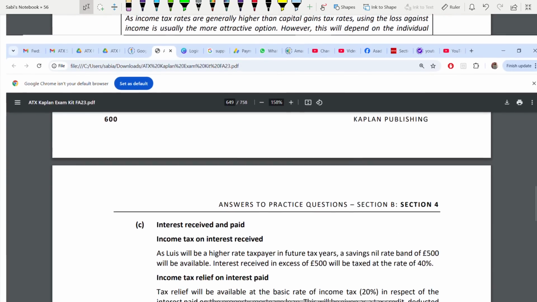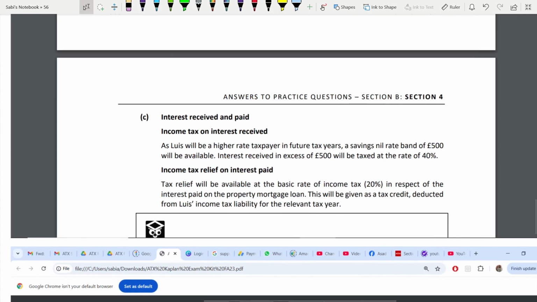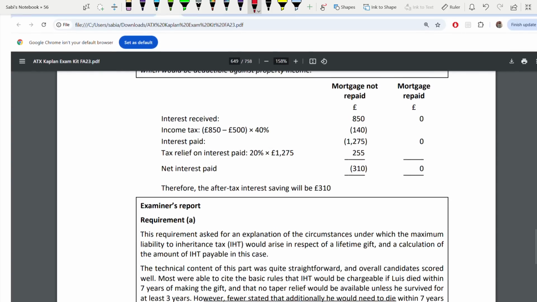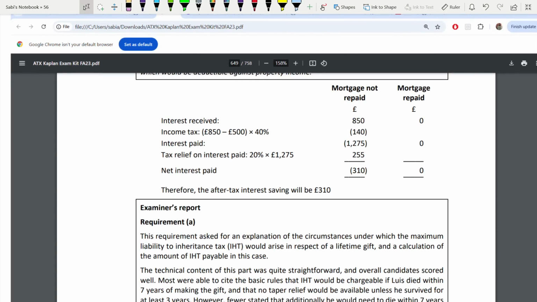Now, the last one. C. Income tax on interest received, income tax relief on interest paid. When you are paying interest, you are getting income tax relief, and when you are receiving interest, you have to pay the tax. And then your after tax when mortgage not repaid and mortgage repaid. Three things.